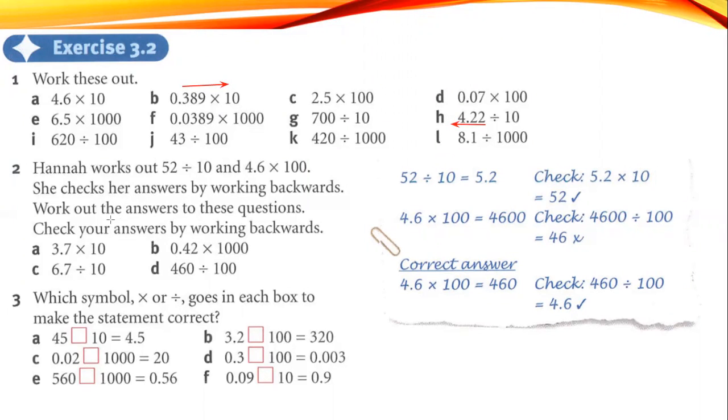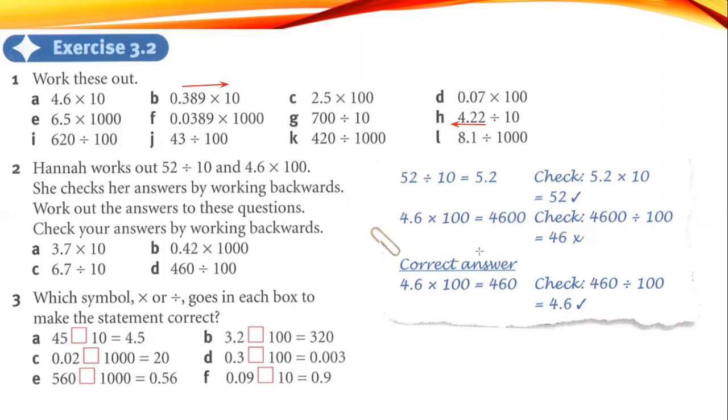The same like that, question number 2, Hana works out 52 divided by 10 and 4.6 multiplied by 100. Check her answer by working backward. Work out the answer of these questions. Check your answer by working backward. Let's suppose she's writing 52 divided by 10. Once it divides, it's moving forward. As I told you, when it's divide, it moves forward. But check, she's multiplying. Once 52 divided by 10 gives this, yes, very good. So this answer is right.